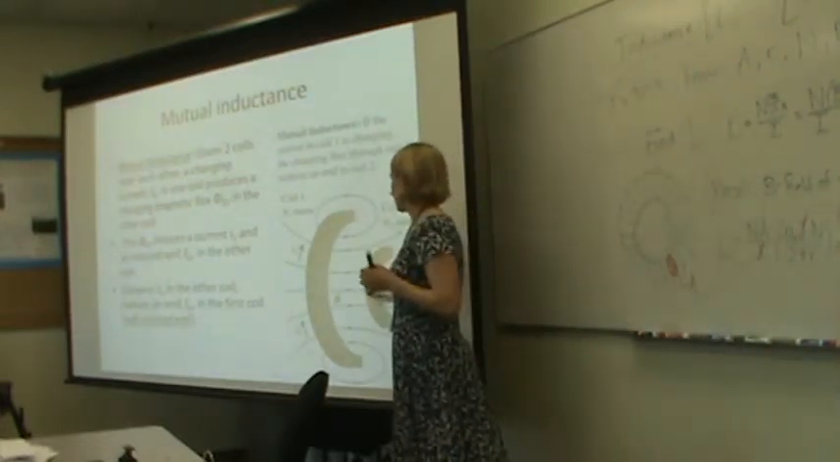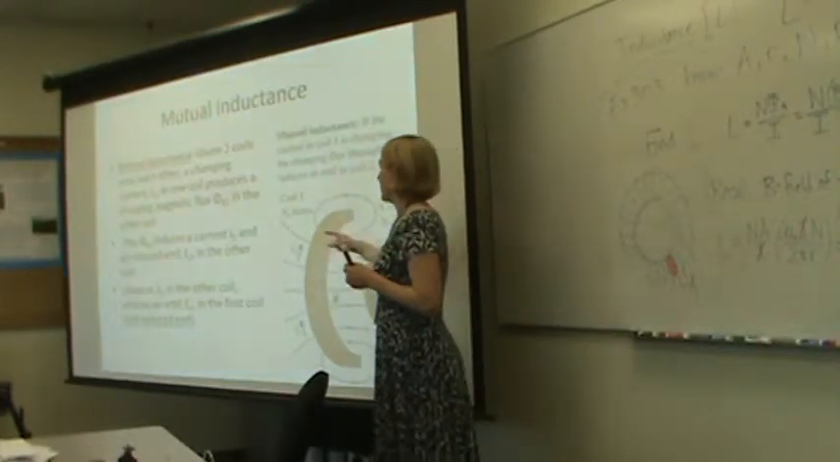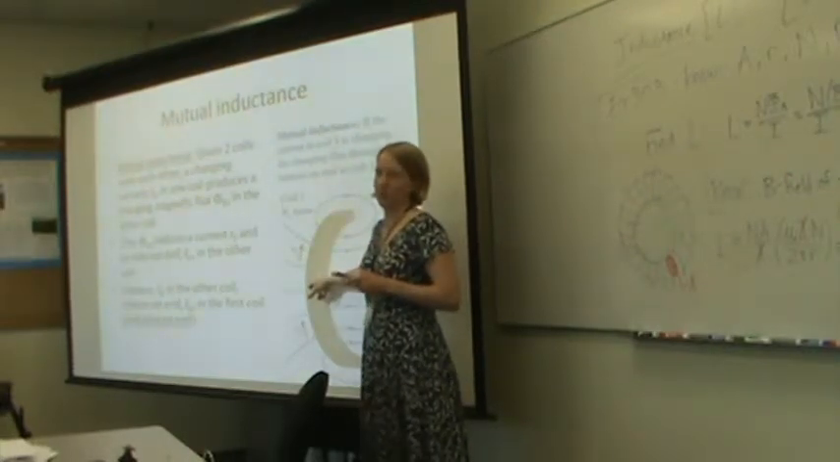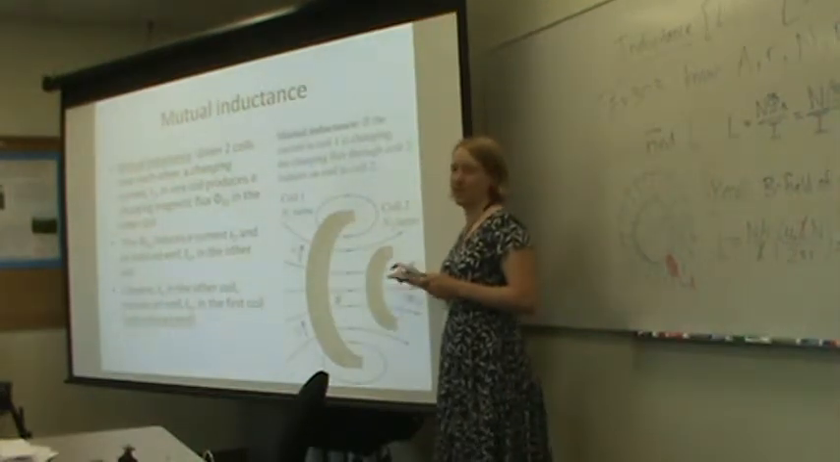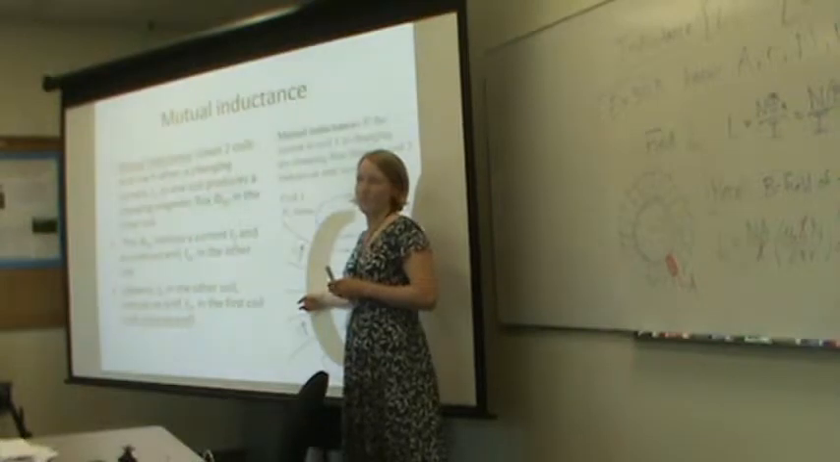So that induced current and induced EMF from this coil will then induce a new current or a new EMF in the first coil. So the first coil created an induced current. This induced current creates another induced EMF in the first coil. To make it go opposite?